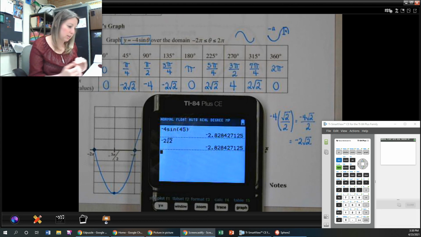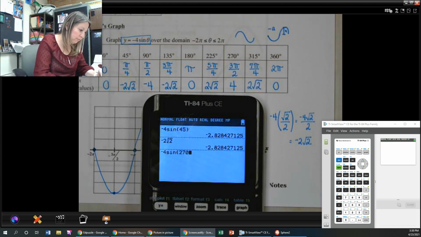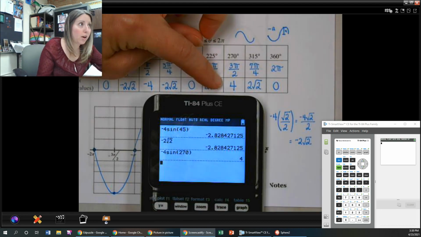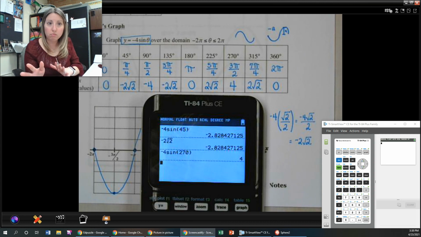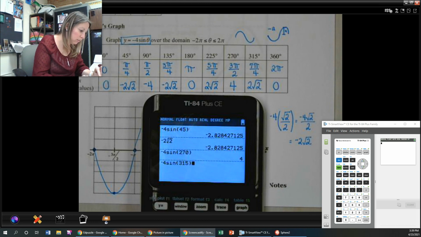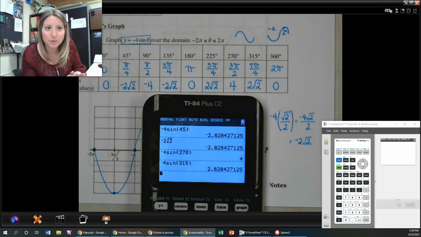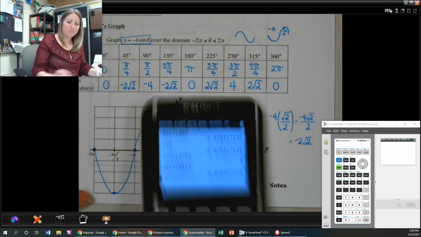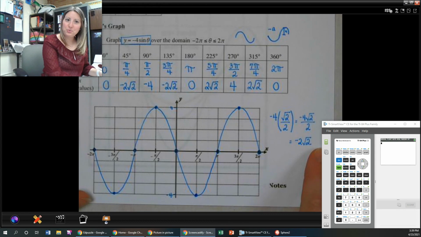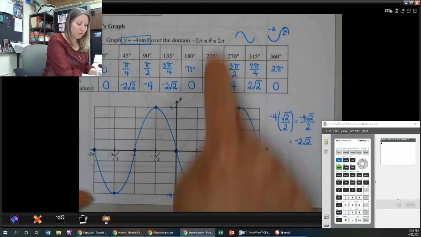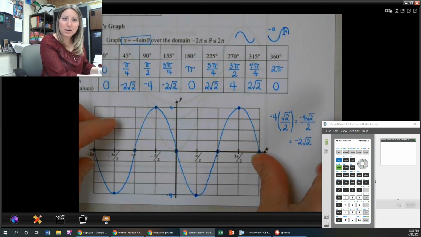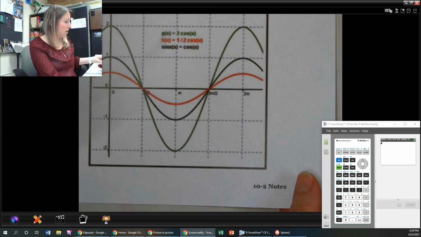Let's double check 270. So negative 4 sine of 270 is, what did we have? There we go. Okay, so let's just do another one. 315, right? Negative 4 sine 315 is positive radical 2 over 2. Neat how that all comes together, right? All that radical work we had to do, all that conversion of degrees and radians, all the unit circle stuff we had to remember, all the special right triangle stuff, it's all here.